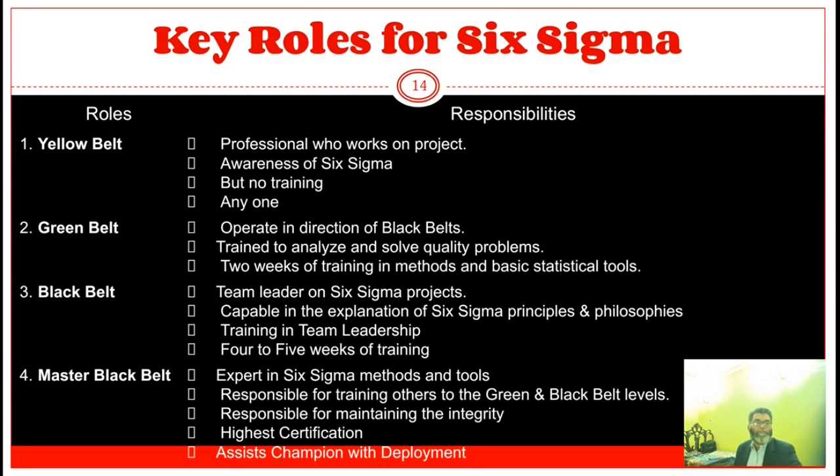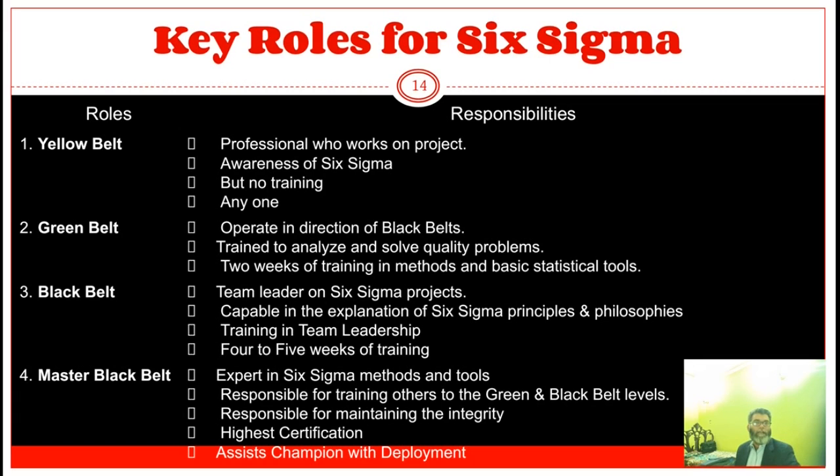The key roles of Six Sigma Yellow Belt. The responsibilities are professional who work on project, awareness of Six Sigma. Without any training, anyone can be a Yellow Belt Six Sigma person. Green Belt. Operate in direction of Black Belts. Train to analyze and solve quality problems. 2 weeks of training in methods and basic statistical tools.